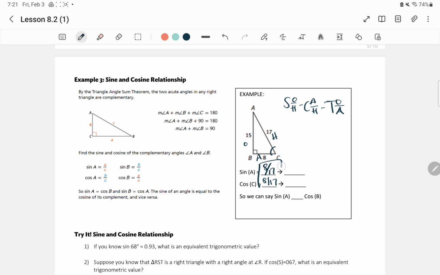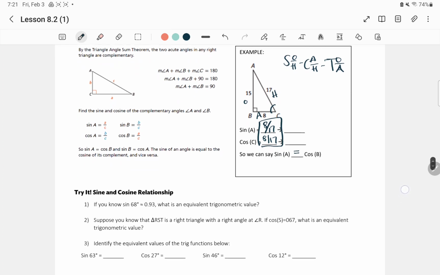Well, what do we notice about these two? We notice that they're equal. So we can say the sine of A is equal to the cosine of B. Okay, and that's a relationship. So sine A is equal to the cosine of B.